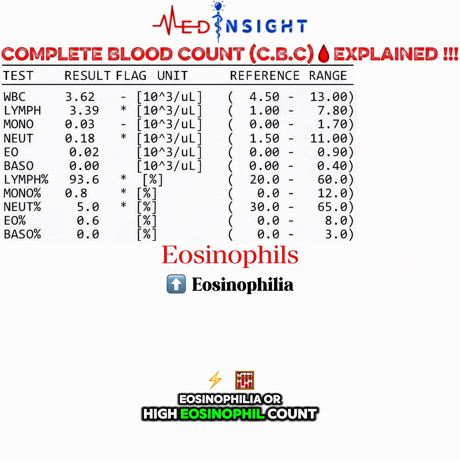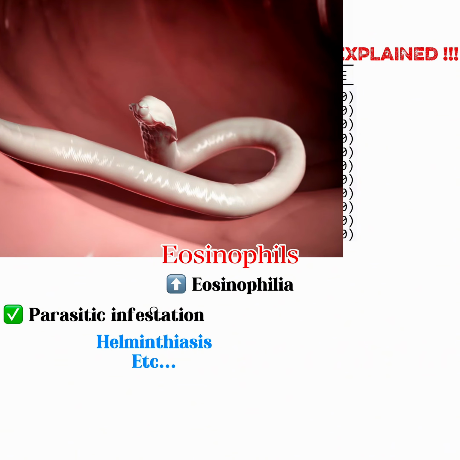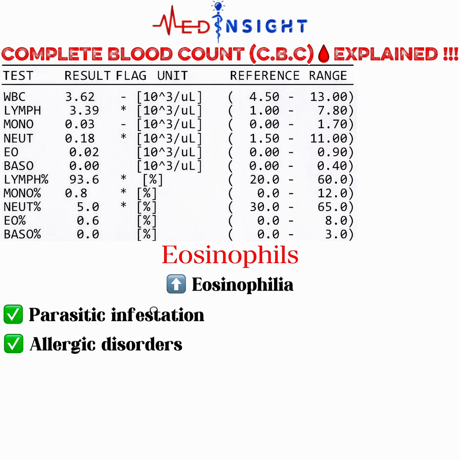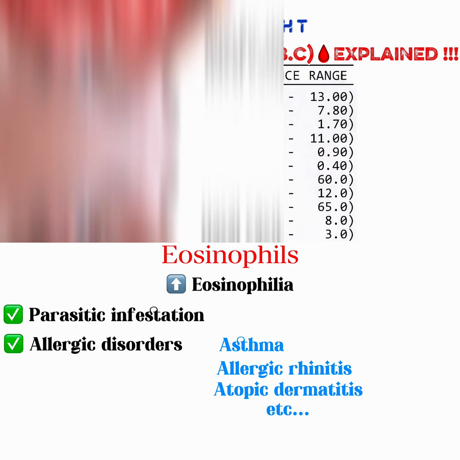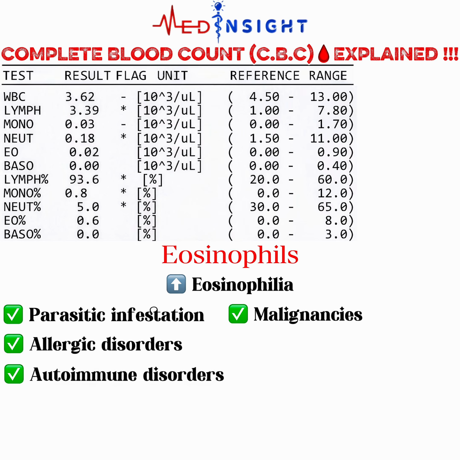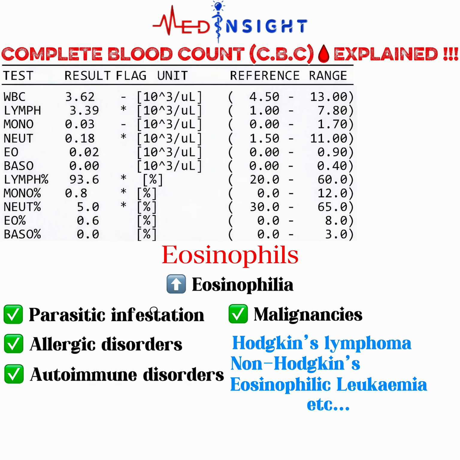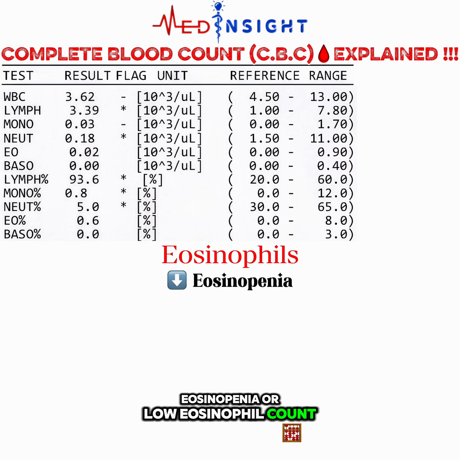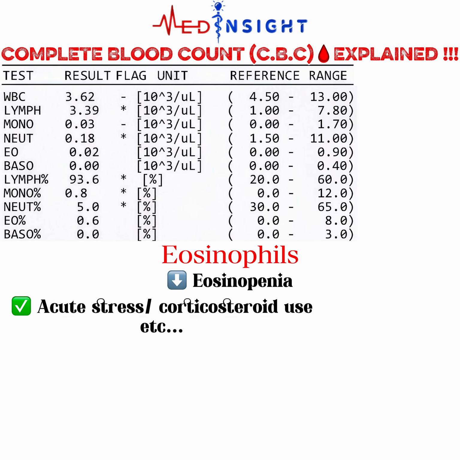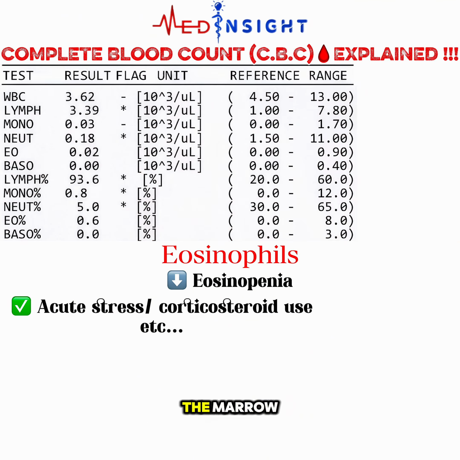Eosinophilia or high eosinophil count may suggest parasitic infestations like helminthic or other worm infestation, allergic disorders like asthma, allergic rhinitis, atopic dermatitis, amongst others, certain autoimmune diseases like Churg-Strauss syndrome, malignancies like Hodgkin's lymphoma, some non-Hodgkin lymphoma, and eosinophilic leukemia. Eosinopenia or low eosinophil count is difficult to detect due to normally low levels. It can occur with acute stress or corticosteroid use, which transiently sequesters eosinophils in the marrow.